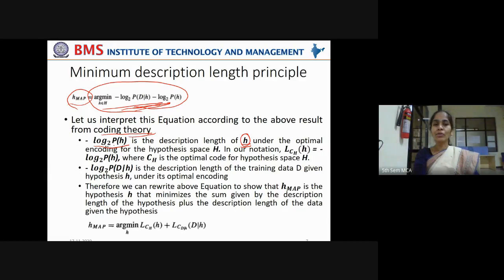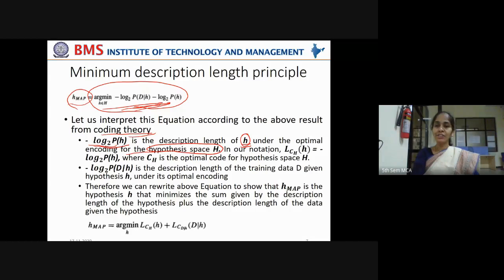Minus log 2 P of i we used before when it was message i, but now you are reducing the description length of the hypothesis. That is why you have used negative, minus log to the base 2 P of H. It is the description length of hypothesis H under the optimal encoding of the hypothesis space, capital H. From the hypothesis space H, you take the hypothesis and you are trying to prefer the hypothesis that has minimum description length, the simplest representation of the hypothesis.